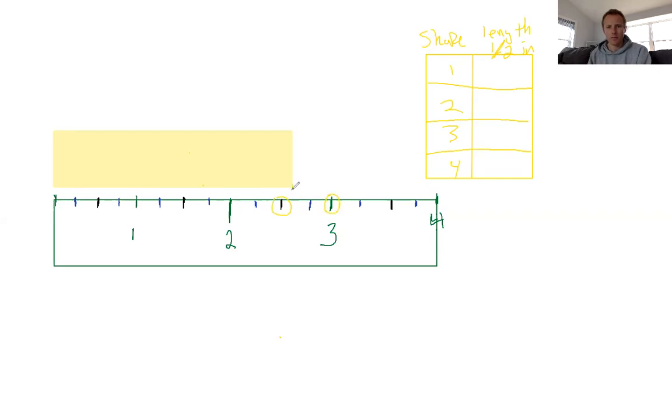Well, if I look here, it is not yet at the halfway point. So I round back down to 2.5. So my first figure is 2.5 inches. Okay, let's do another figure.